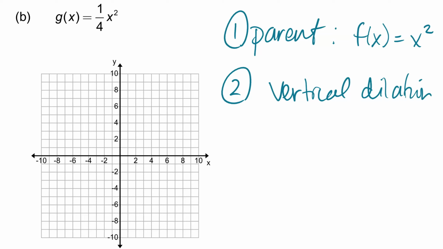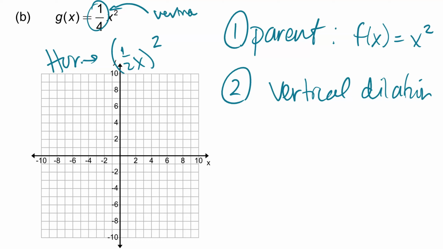Right, so since it's out front and it's not within the parentheses, this would be horizontal. But in front, it is just vertical. Vertical. Okay, so I know what's happening. Literally every y value, I'm just going to multiply by a fourth, aka compressing it. My vertical dilation is actually not making it bigger, it's making it smaller. It's a vertical compression.